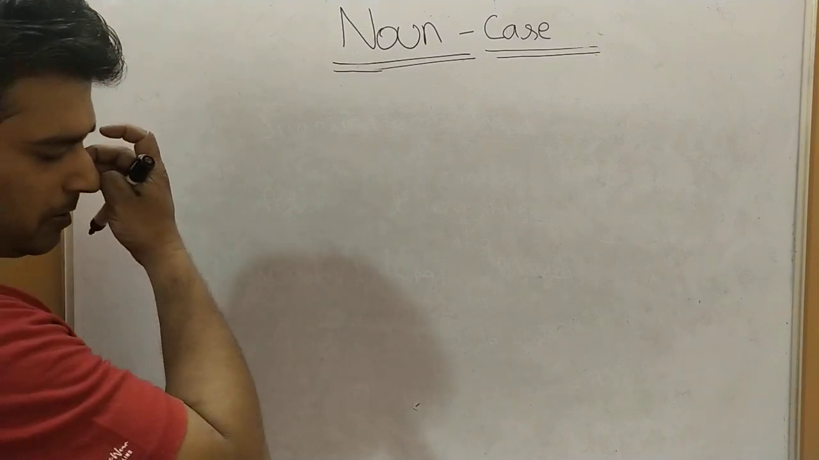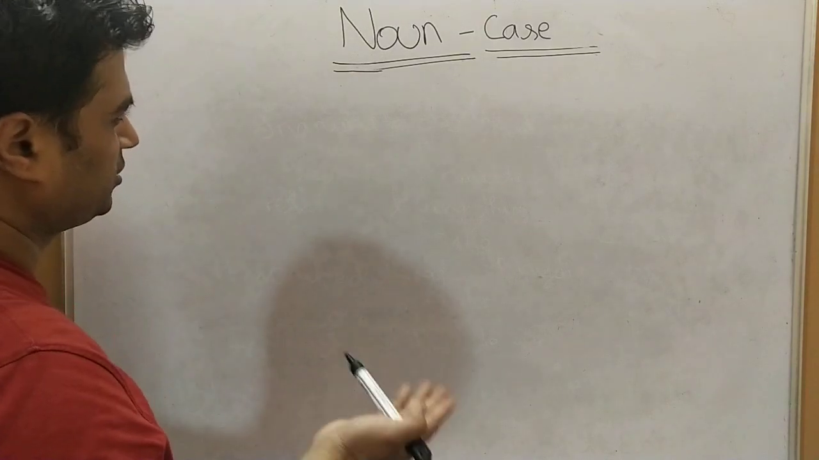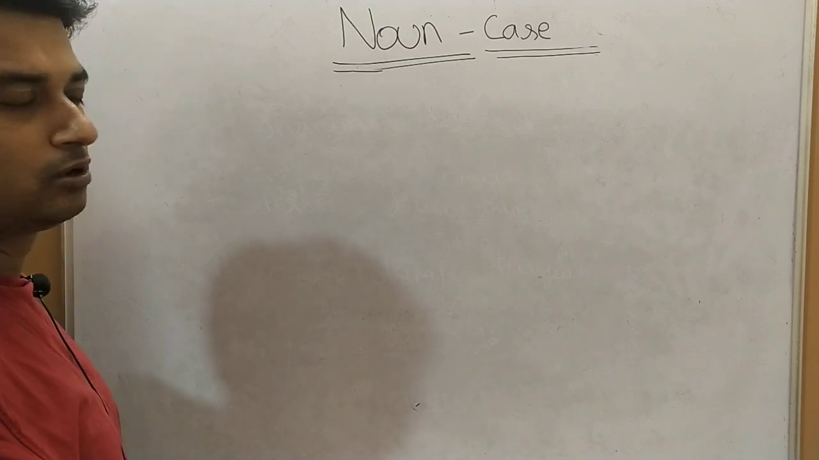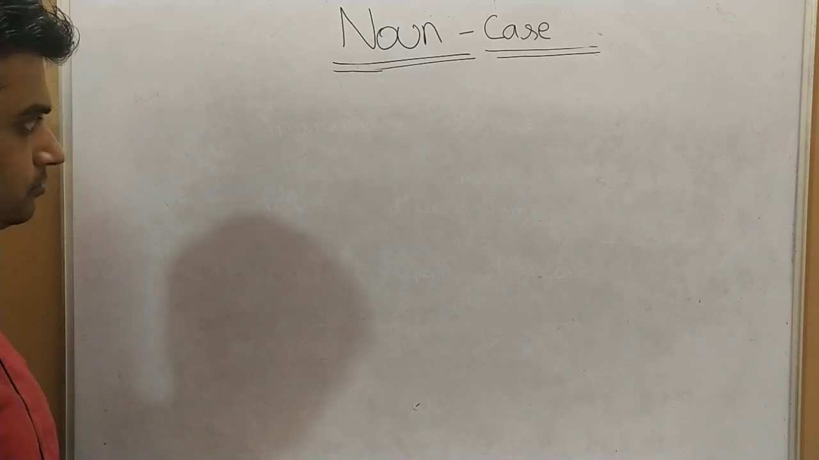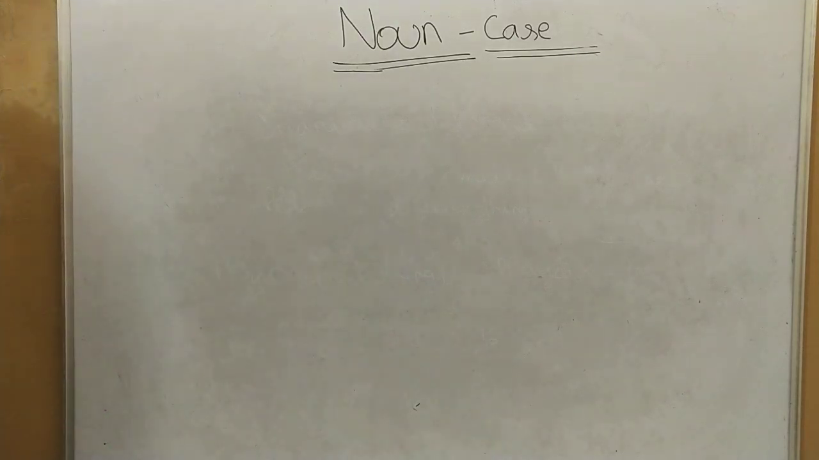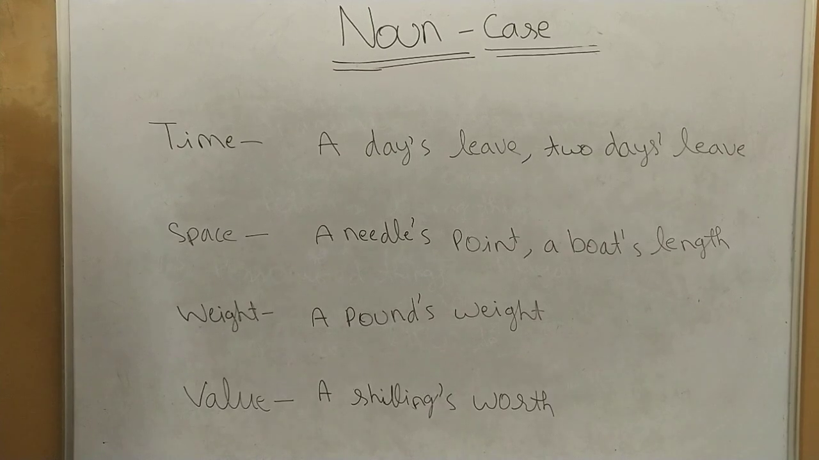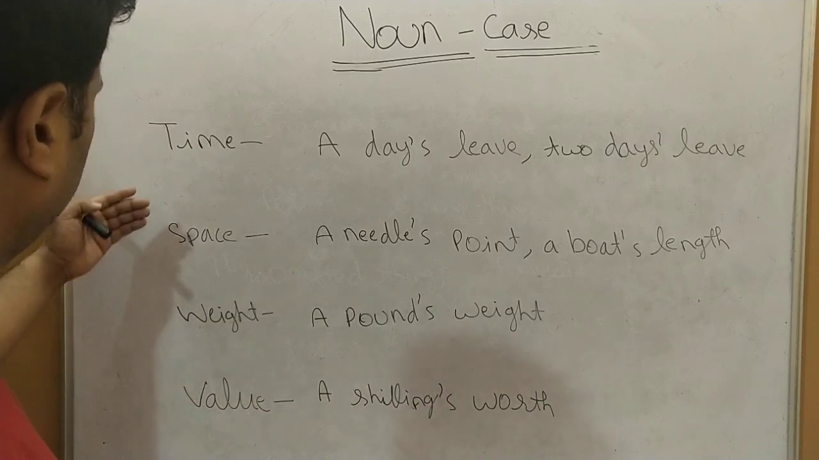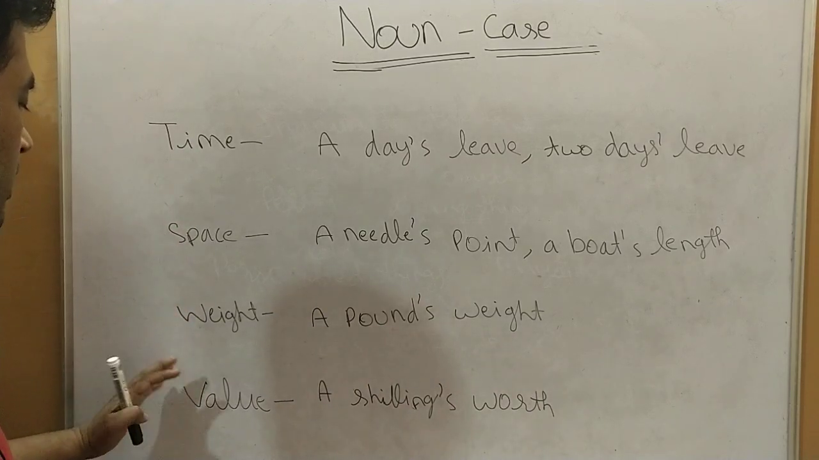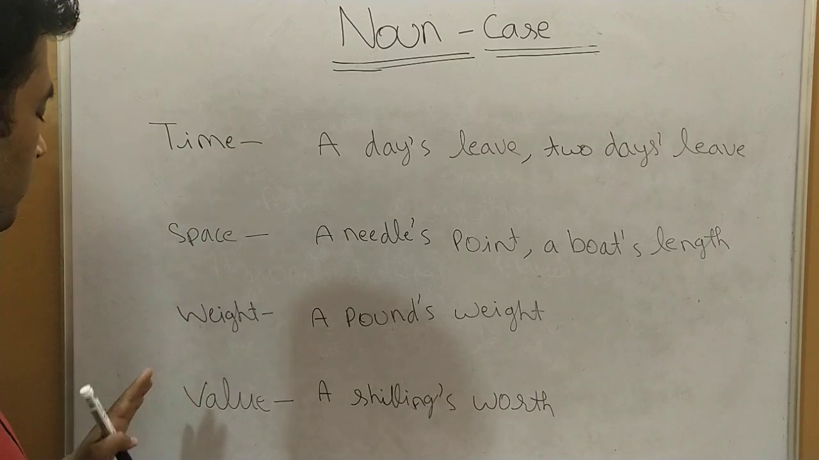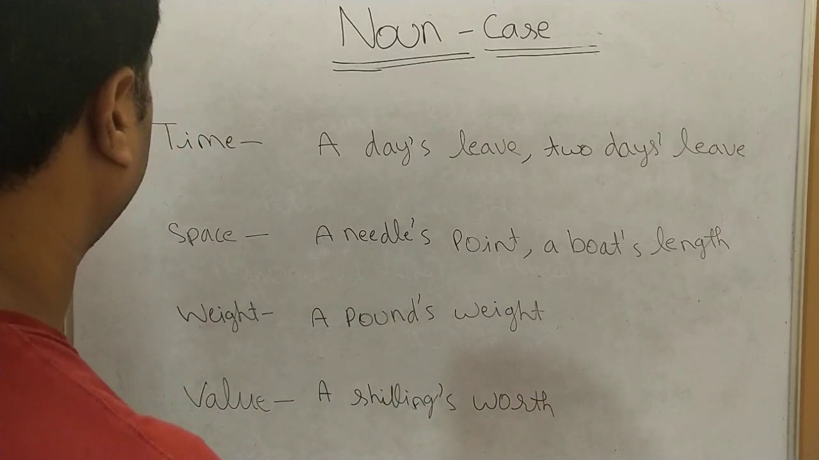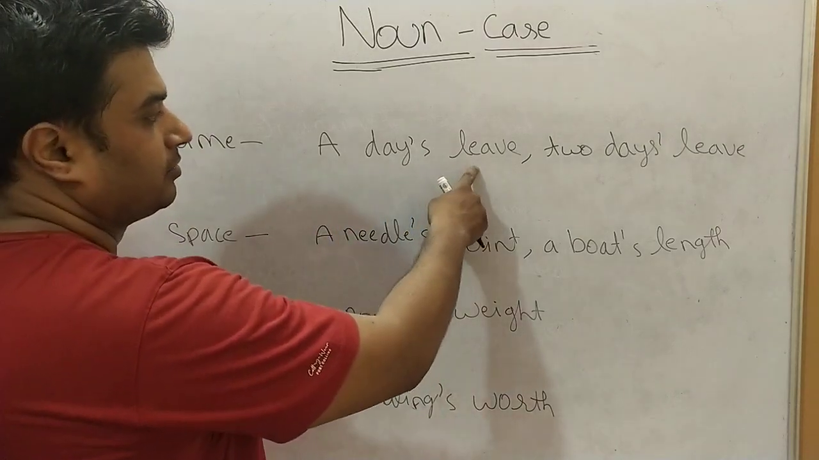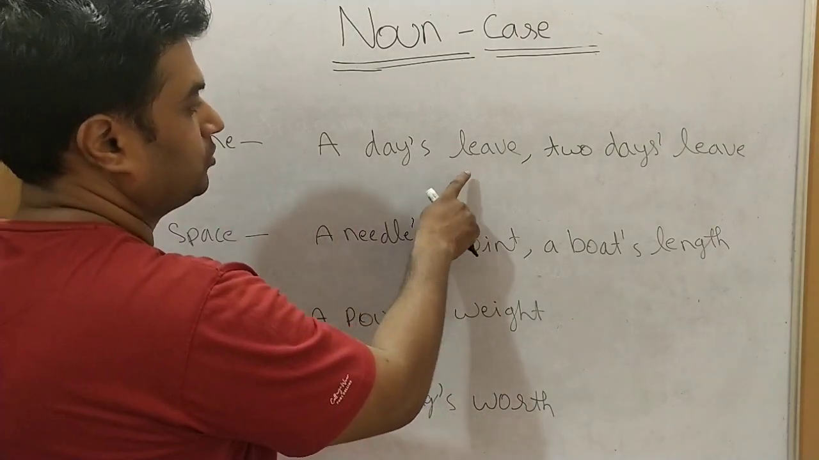For example, nouns showing time, value, worth, okay? So let's have a look at them. Nouns denoting time, space, weight or value are usually put in the possessive case. For example, time, a day's leave. Ye time dikhaya, ek din ki chutti.